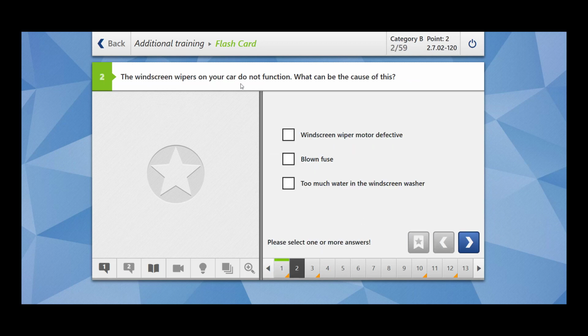The windscreen wipers on your car do not function. What can be the cause of this? Again, this question is also very important from the technical questions that are asked during practical driving exam. So if your windscreen wipers do not function, what could be the problem? Windscreen wiper motor defective? Yes. Blown fuse? Yes. Too much water in the windscreen washer? No. So the first two are the reasons that your windscreen wipers are not functioning properly.